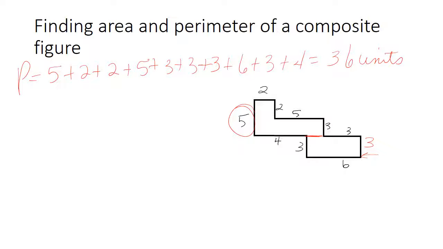So if this were the floor plan of a house, and you were wanting to buy flooring, you're going to need to know area. But if you're going to buy baseboards, you would need to know perimeter. You would need 36 units of whatever it is that you're buying.